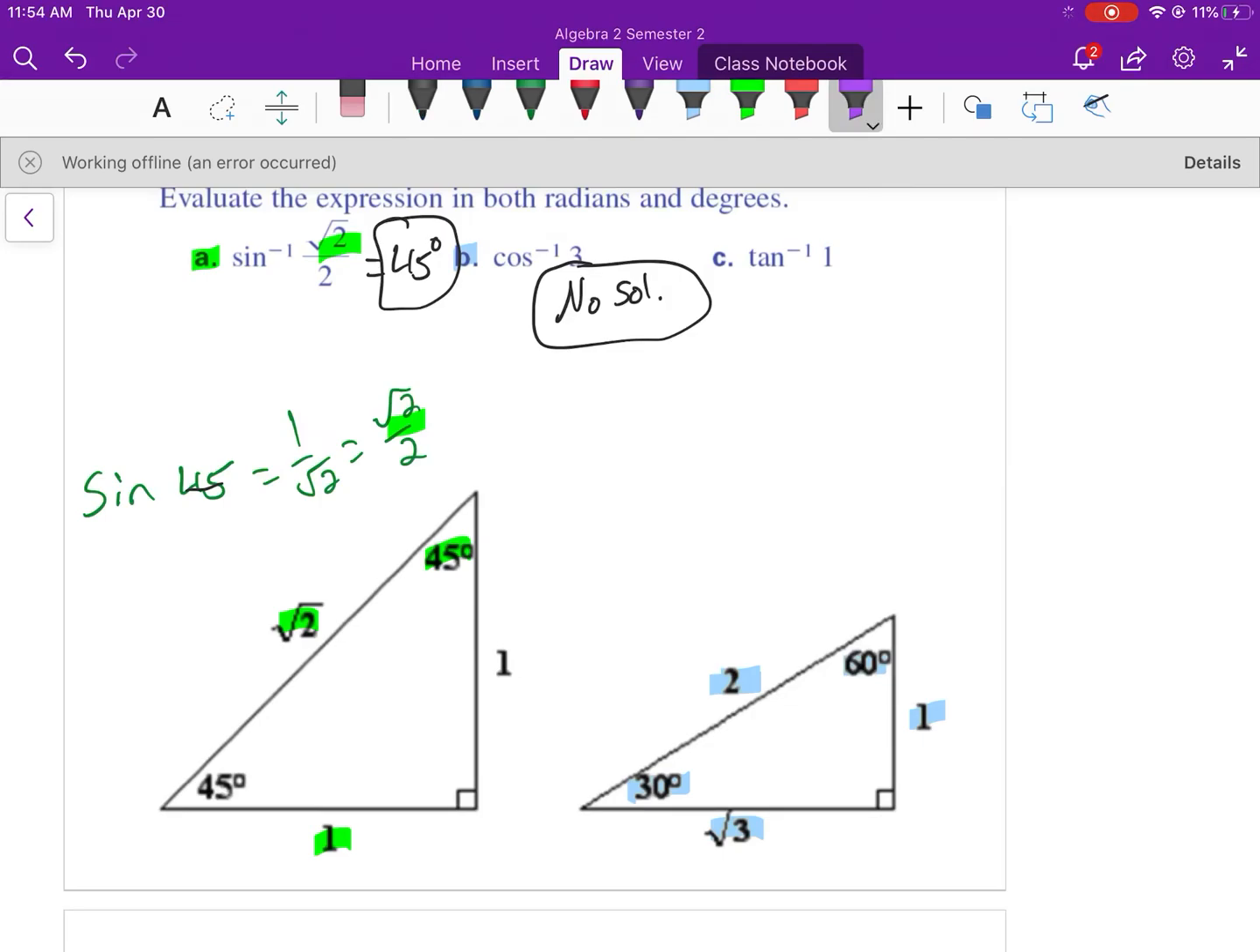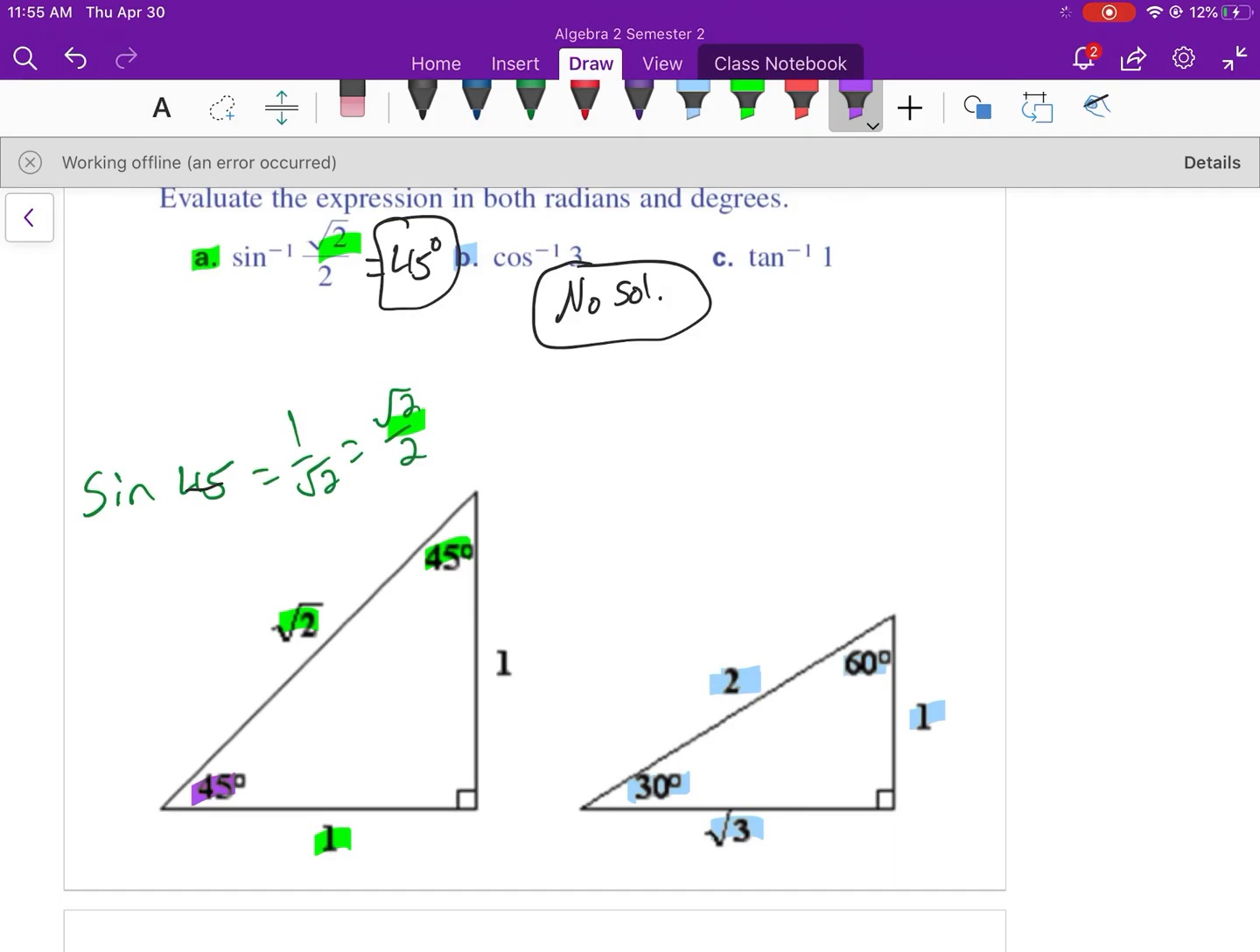Okay, finally the last one, inverse tangent of 1. Thinking about a ratio, you've got to get 1 over 1. In the 30, 60, 90 triangle, there's no way of getting 1 over 1. It's going to be 1 over square root of 3, 1 over 2, something like that. No way of getting 1 over 1.